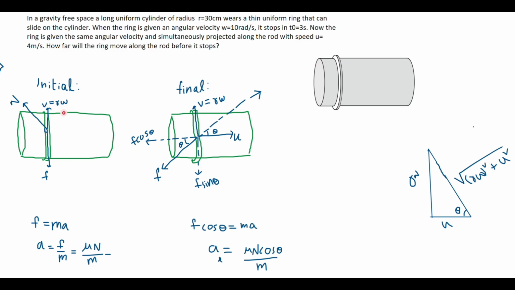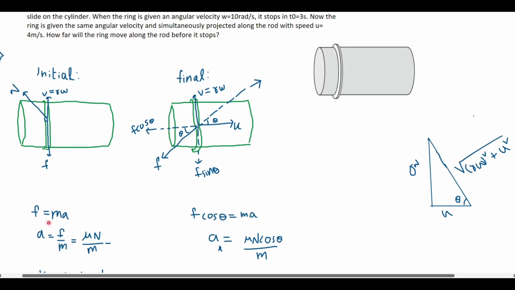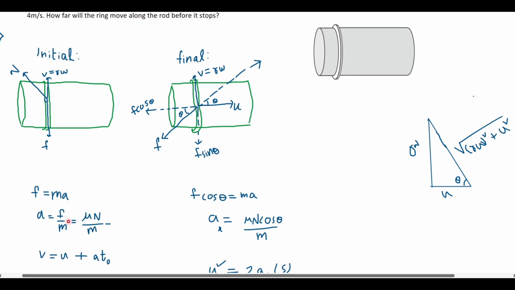So basically the question says, firstly, it is given only angular velocity, so it rotates. Afterwards, it translates with the velocity u along the axis of the cylinder. Alright, so first we analyze the initial condition. It has velocity v equal to r omega along the tangential direction, and friction opposes the relative motion. So from the first condition F equal to ma, from this we get acceleration equal to friction by mass, mu N by mass.